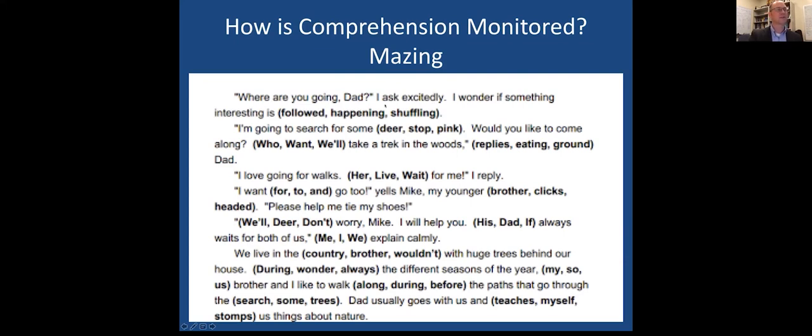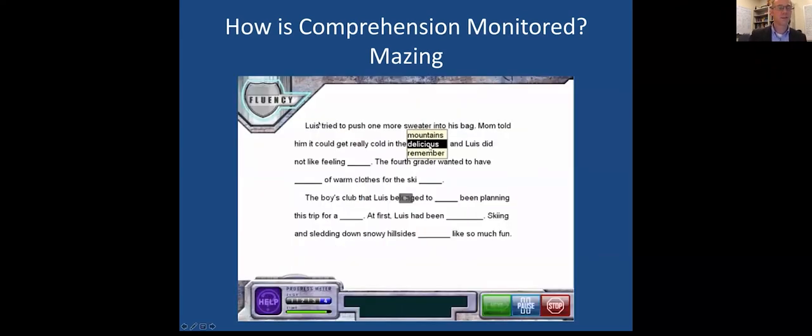The student is supposed to select the correct word here. I'm going to search for some deer, stop, pink. Would you like to come along? Who, want, wheel, take a trek in the woods, replies eating ground, Dad, and so forth. You can also see this with the ice station, the same idea.